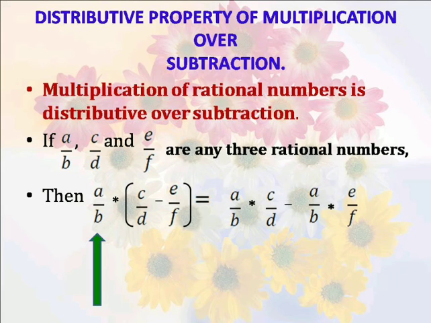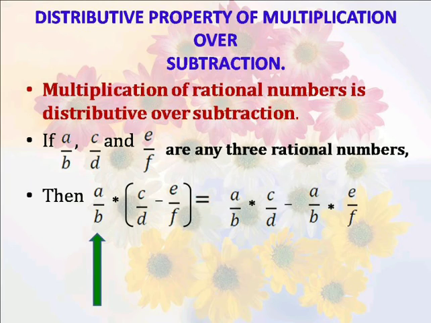Now number 2 and the last one, that is distributive property of multiplication over subtraction. Distributive property of multiplication over subtraction is same as distributive property of multiplication over addition. Only one difference is there, that is over there we are adding the values, but here we are subtracting the values.